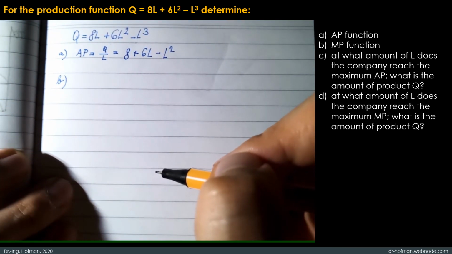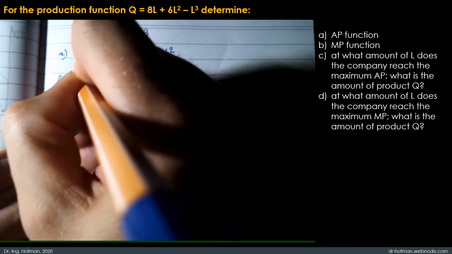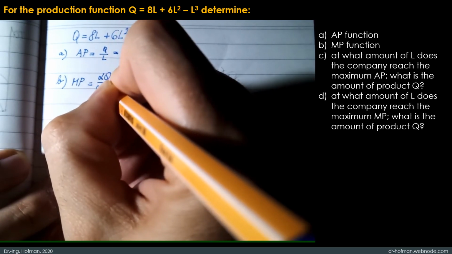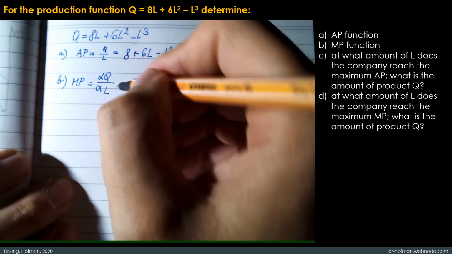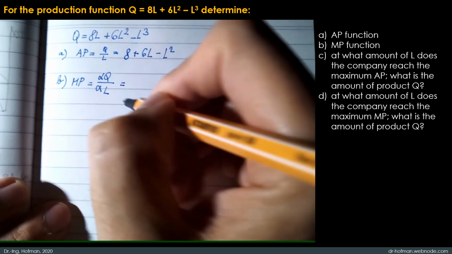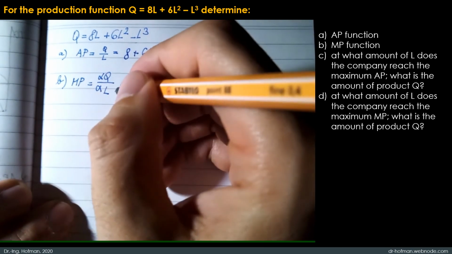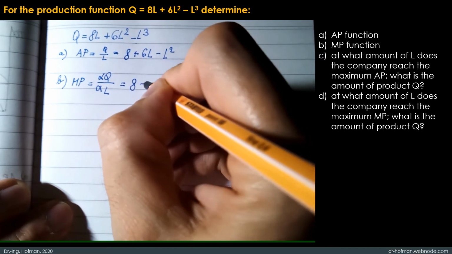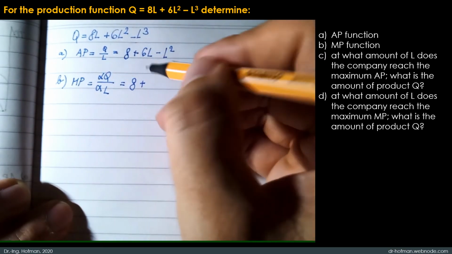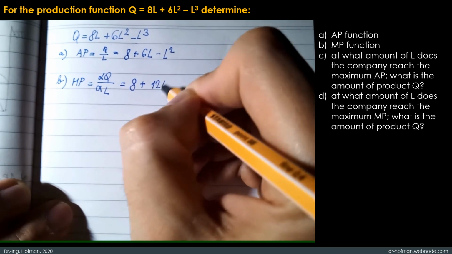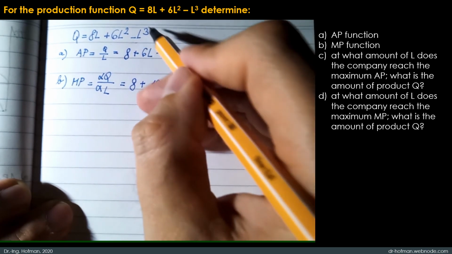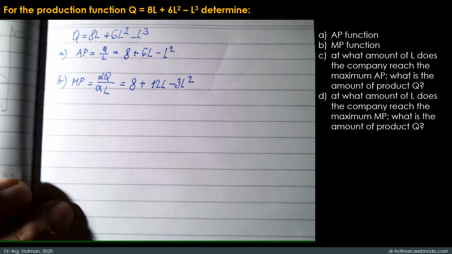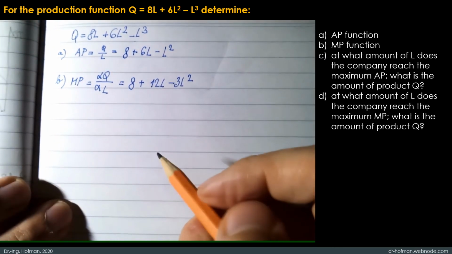In the B point, we will calculate the function of marginal product. We know that marginal product is a derivative of Q according to L. It means 8L derived according to L is 8, 6L squared derived according to L is 12L, and minus L cubed derived according to L is minus 3L squared.